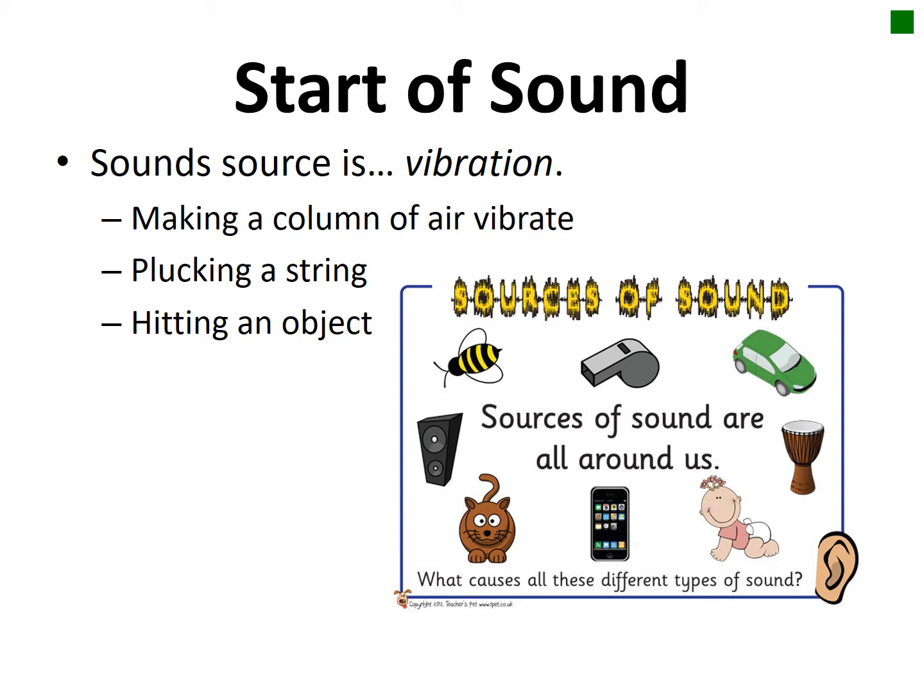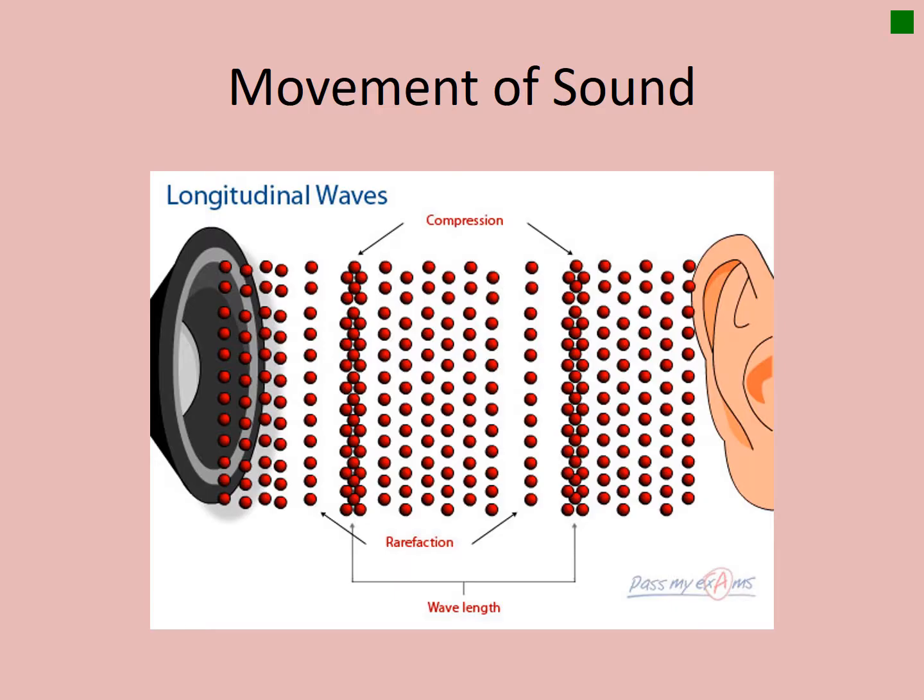All right, so the start of sound. How do you start sound? Once again, with all waves, it starts with an initial oscillation. For sound, it starts with initial vibration. So either you're adding air to a column, like a flute, and making it vibrate, you're plucking a string on a musical instrument, or you're hitting an object. You are causing an initial vibration of the particles.